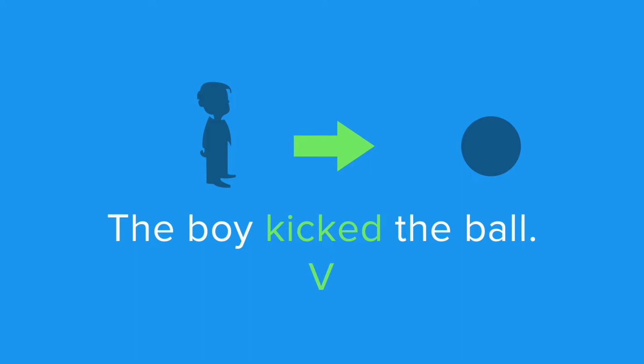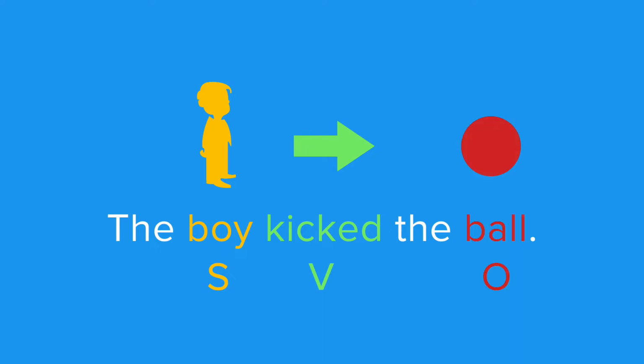Next, let's identify the subject. The subject of a sentence is the main thing or person that the sentence is about. In this sentence, the subject is the boy. Finally, let's identify the object, the thing or person receiving the action. In this sentence, the object is the ball.